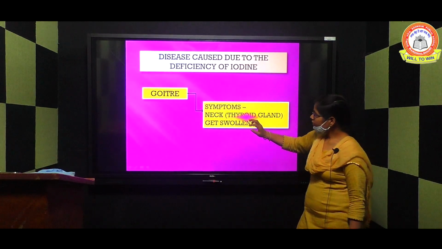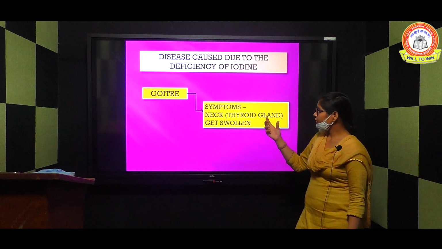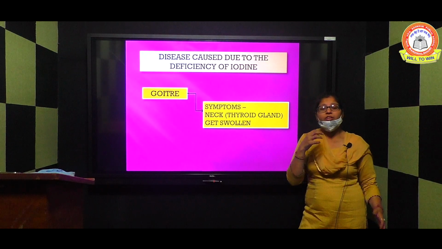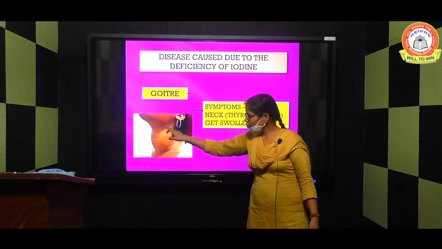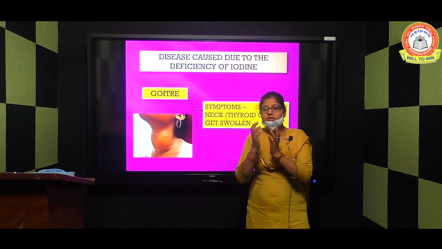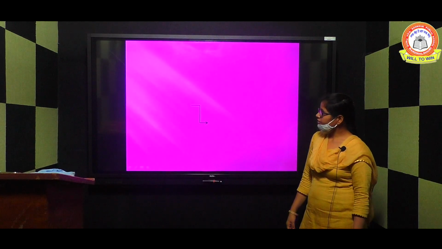Now the thyroid gland in your neck, that part gets very much swollen like this. You can see here this part has got too much swollen, the gland bulges out. So this disease is called goiter.